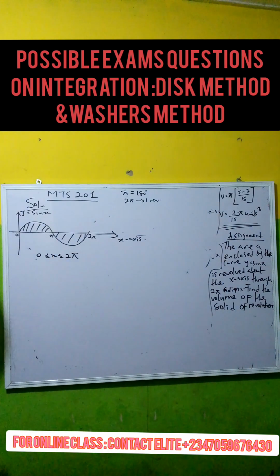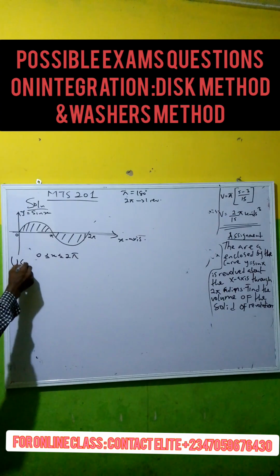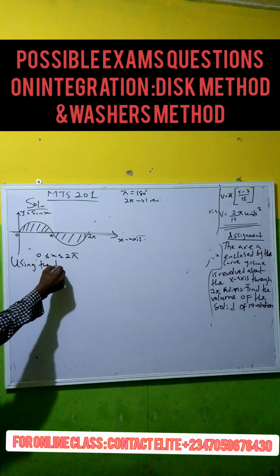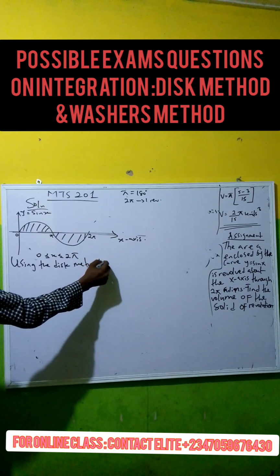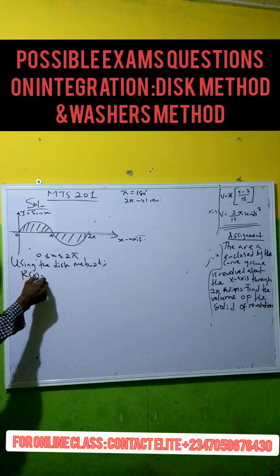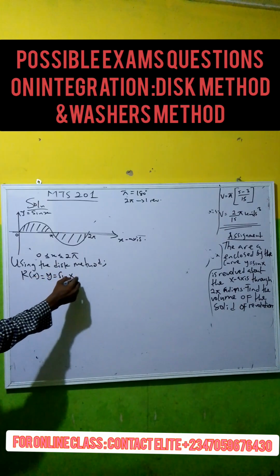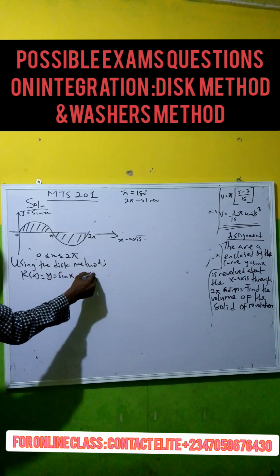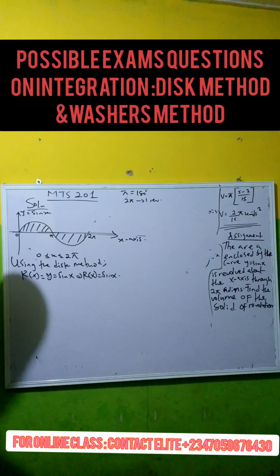We are going to use the disk method obviously for this, since we have just one equation. Using the disk method, our r of x here is our y, which equals sine x, which implies that our r of x is equal to sine x.